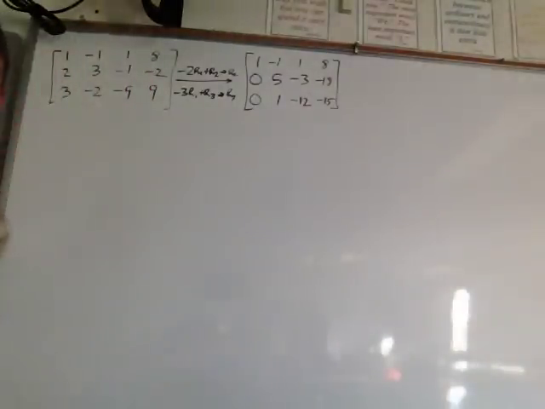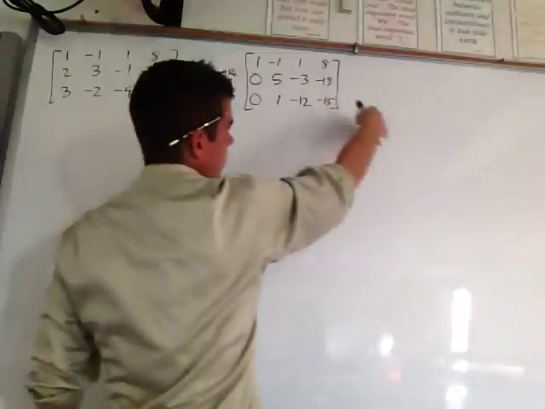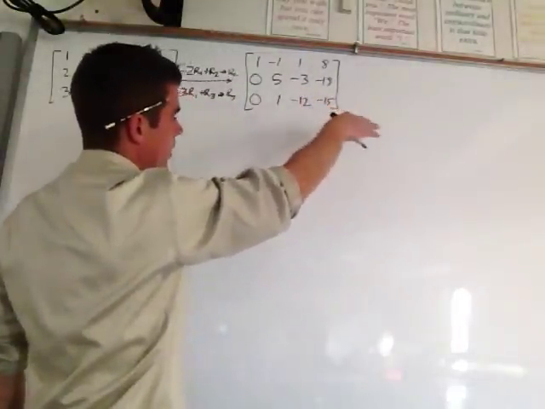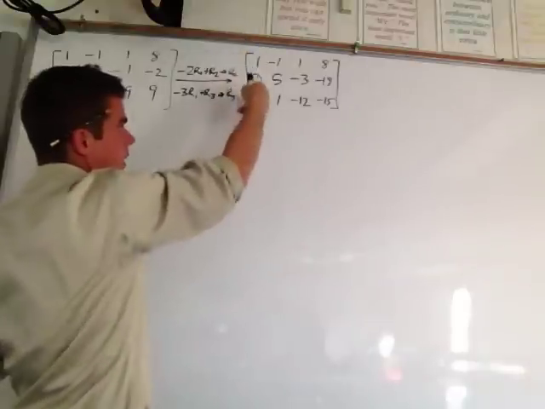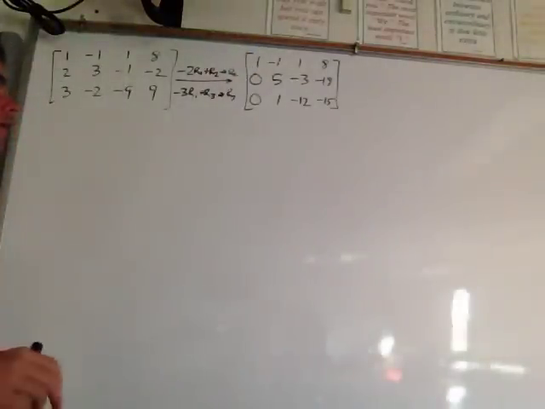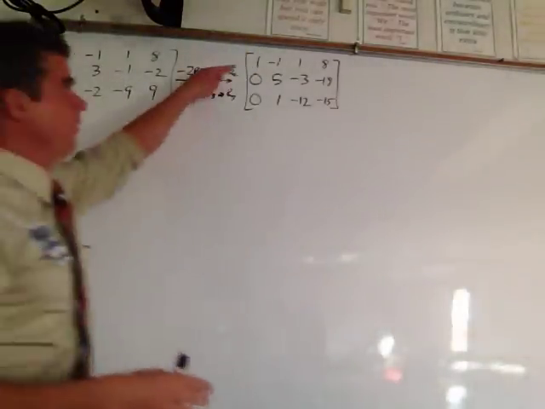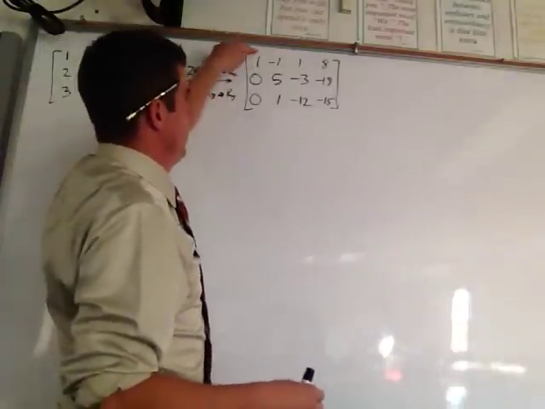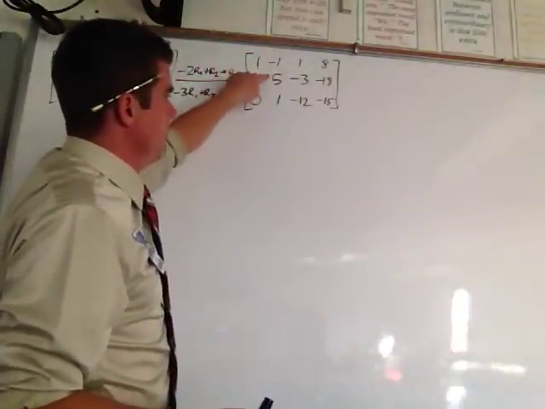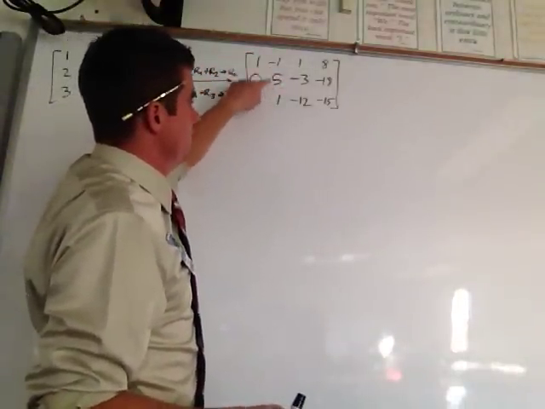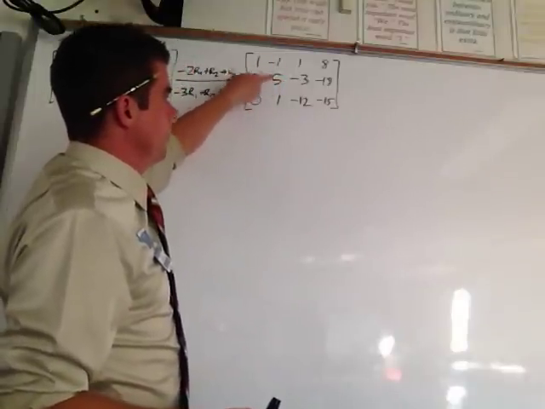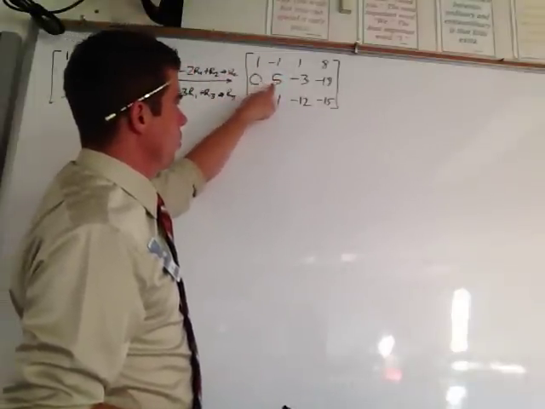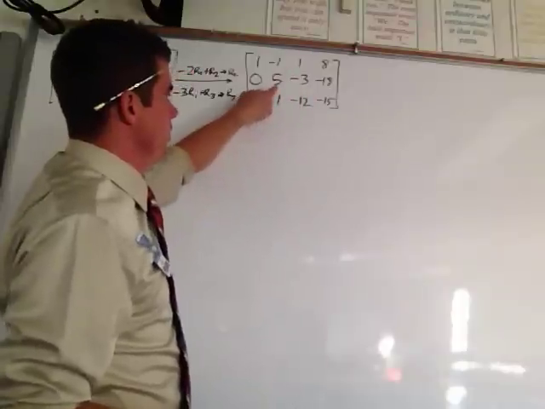It's not row-reduced echelon form. I don't have 1s down the diagonal, but I do have a 1 here, and I've cleared the bottom of the column by making them zeros. Now, my next goal is to make this a 1 right here. I could multiply this whole row by 1/5, because that would give me a 1.